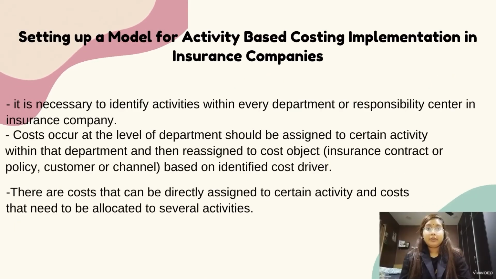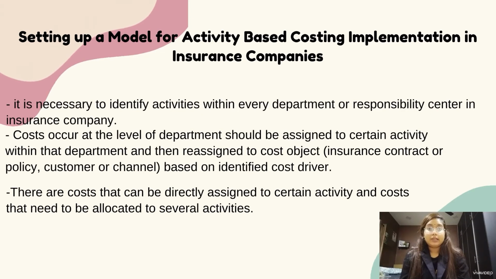Lastly, setting up a model for activity-based costing implementation in an insurance company. The model for implementation of activity-based costing is presented on the basis of one department in an insurance company that carries out two major activities, which are processing applications and handling claims. For the purpose of implementation, it is necessary to identify activities within every department or responsibility center in the insurance company. Costs that occur at the level of the department should be assigned to certain activities within the department and then reassigned to cost objects based on the identified cost driver.